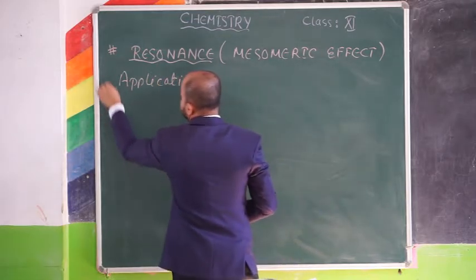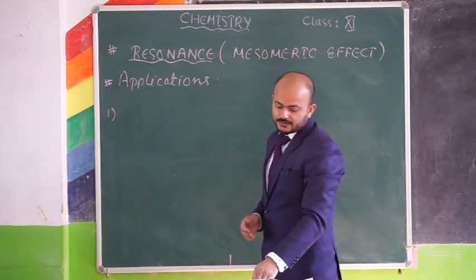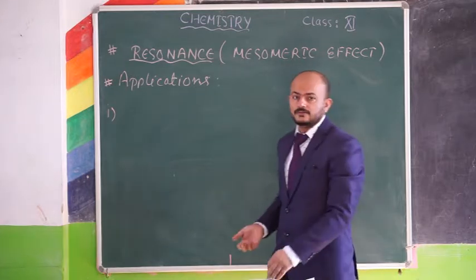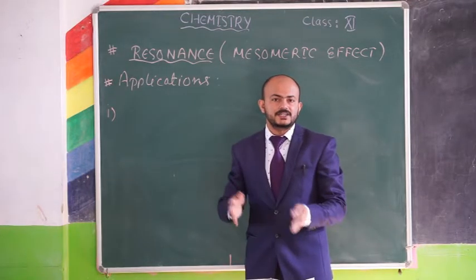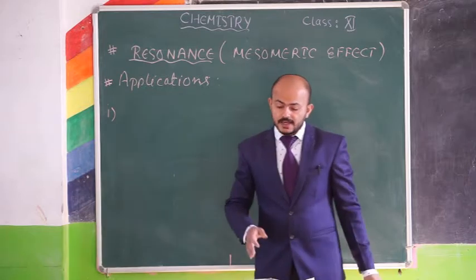Number one, we have relative strength of acids. The same thing can be applied: if the conjugate base is more stable, then that particular acid will be more acidic.